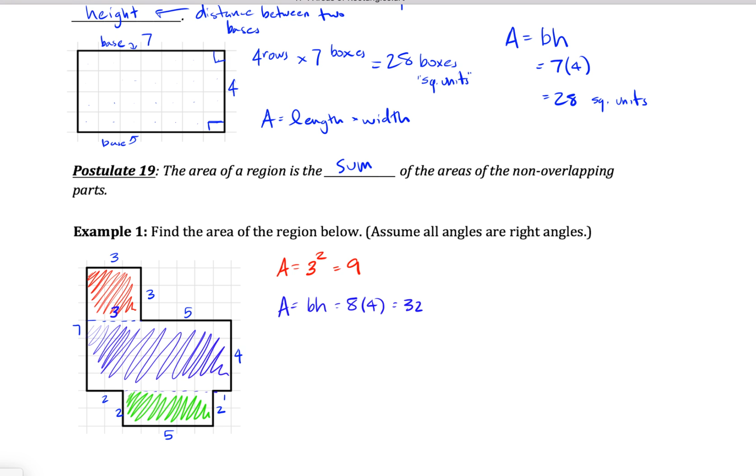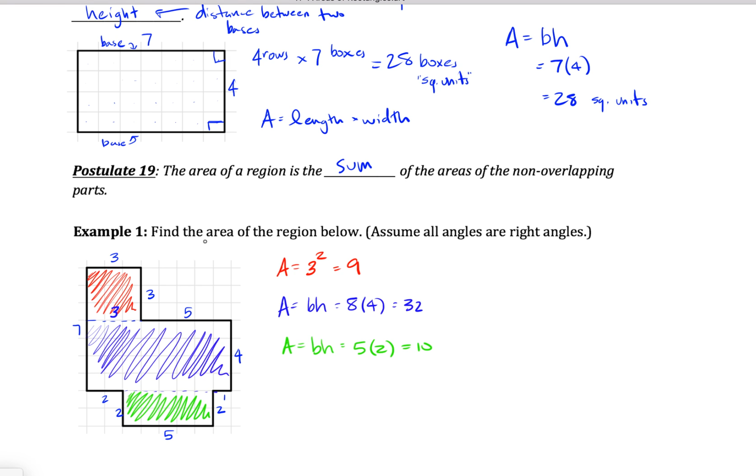Then I got the green region, which is another rectangle. So the area is going to be done as base times height. And we're going to take 5 for the base times 2, this measurement right here, for the height. 5 times 2 is 10.